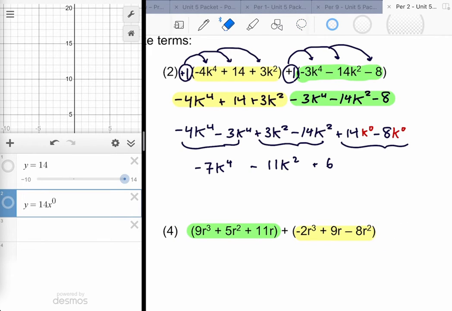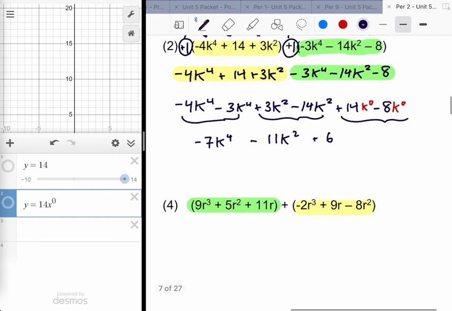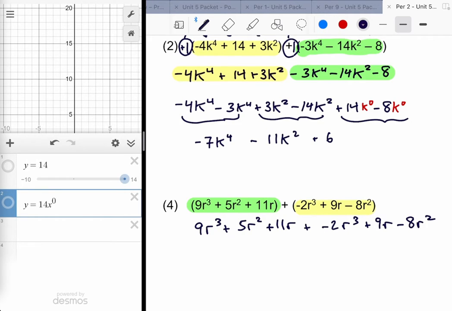All right. The next one, same deal, except we're not going to take the long way around here. All right, we'll just kind of streamline it. So we learned from the previous one that we could just drop the parentheses. So this becomes 9r to the 3rd plus 5r squared plus 11r plus negative 2r to the 3rd plus 9r minus 8r squared.